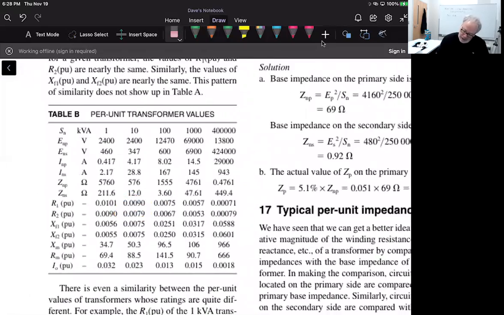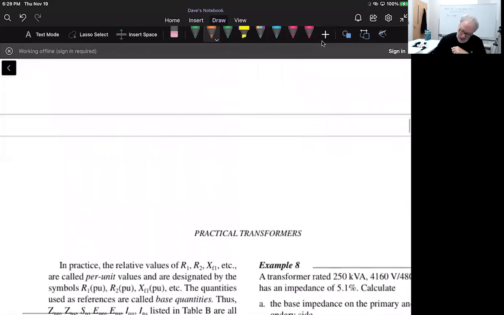All right, so what can we see from that? In examining the table, the reader will note that for a given transformer, the values of R1 and R2 are nearly the same in a per unit environment. Similarly, the values for XF1 and XF2 per unit are almost the same, right? 0.0056 and 0.0055. Now, that's not obvious here, right?